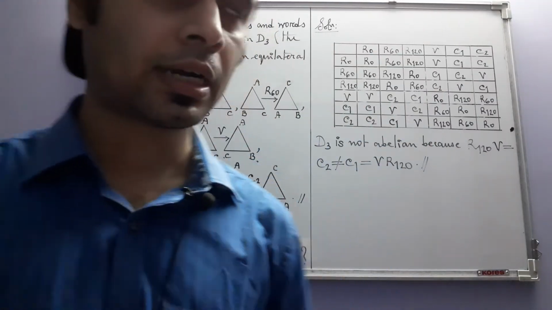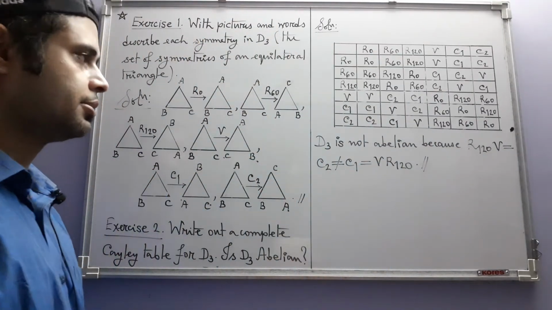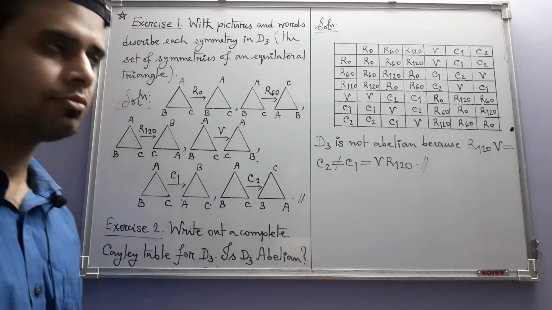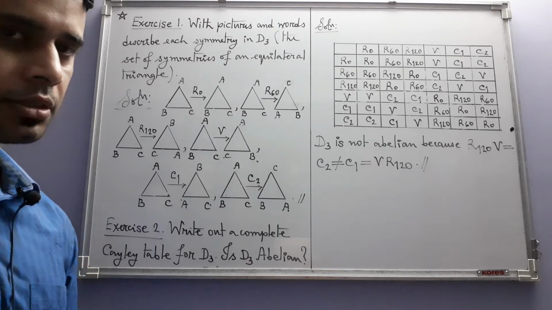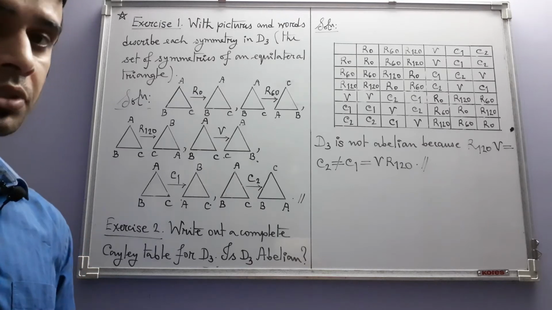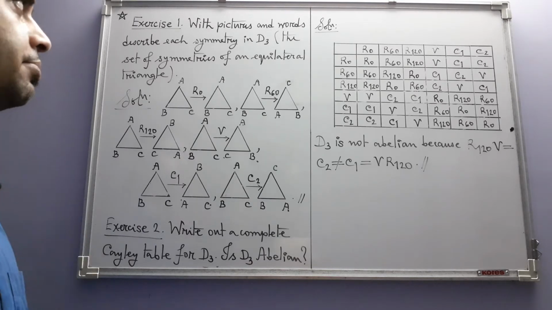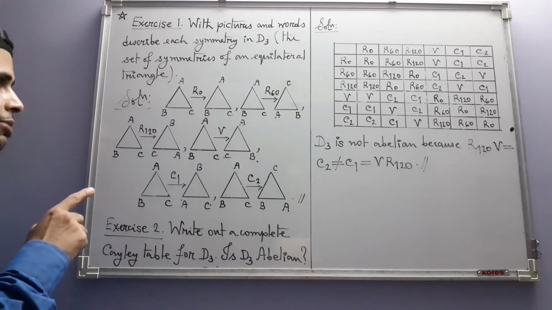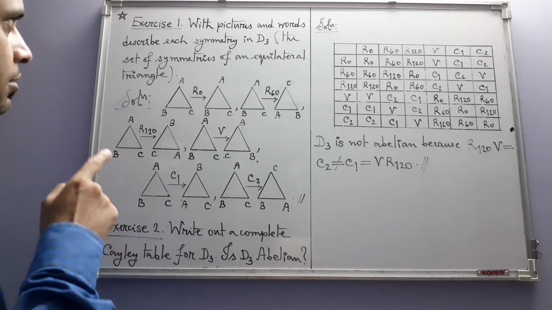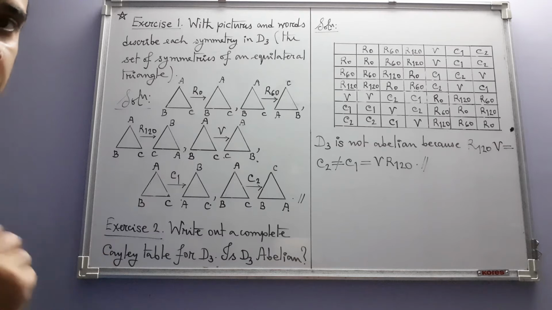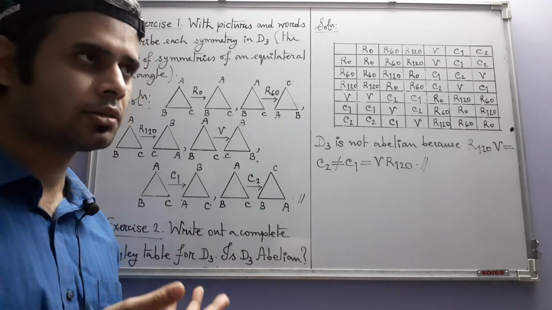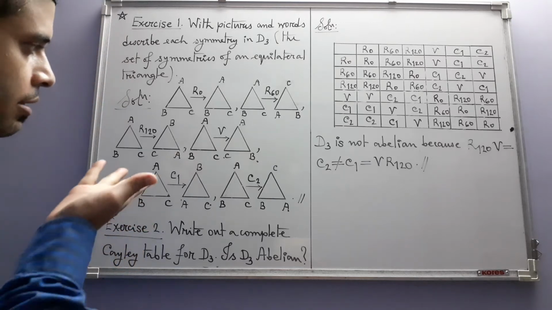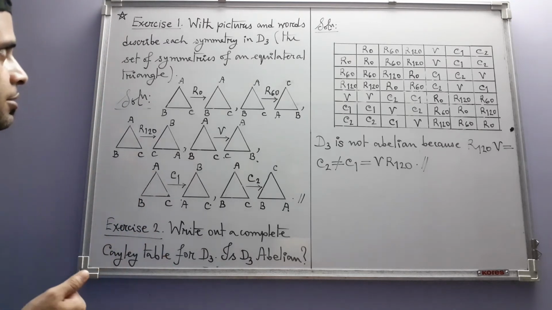We have come to a new set of exercises. In here we are going to study symmetries of geometric objects, or rather groups of symmetries of a geometric object. So in the first one we have been asked to describe each symmetry in D3, which is the set of all symmetries of an equilateral triangle. So we can write the solution like this.